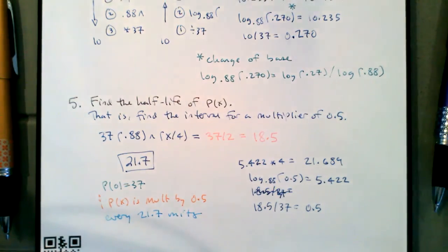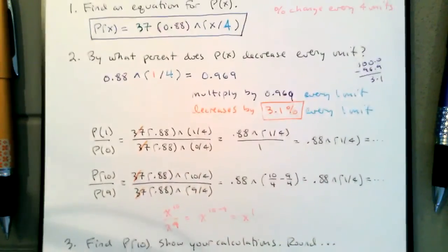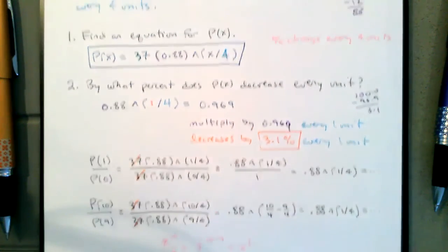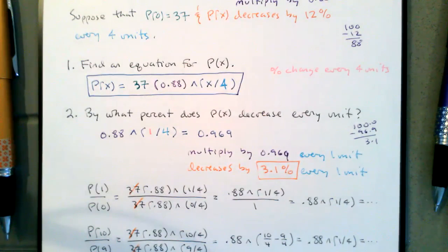Also, notice that decreasing by 12% every 4 units, we can't just divide the 12 by 4. It doesn't work out to exactly 3. It works out to 3.1. It's a little bit more than decreasing by 3% every 4 units, because once we decrease by 3.1%, there's less around. So to get a whole 12% after 4 units, we have to decrease by a little bit more than 3% every 1 unit to make up for the amount that's decreasing. Those are the big takeaways for today.